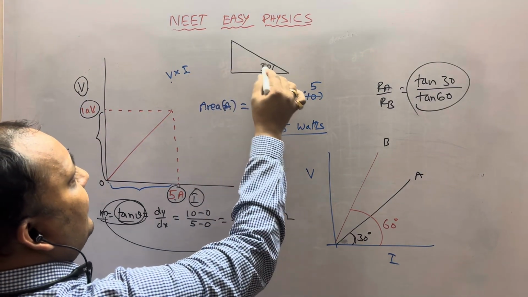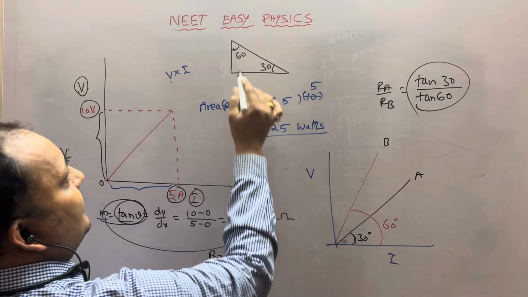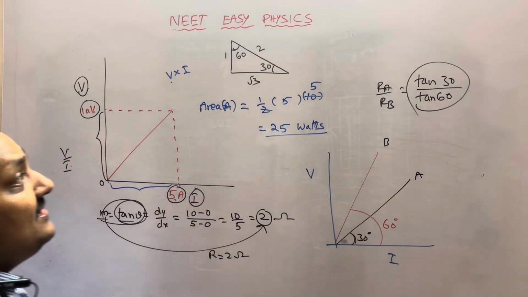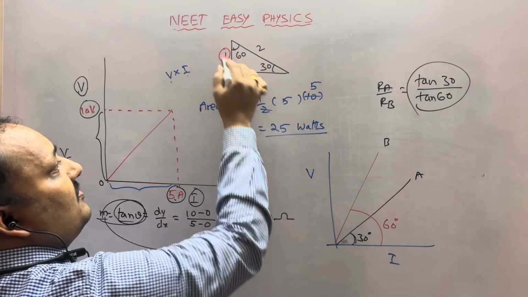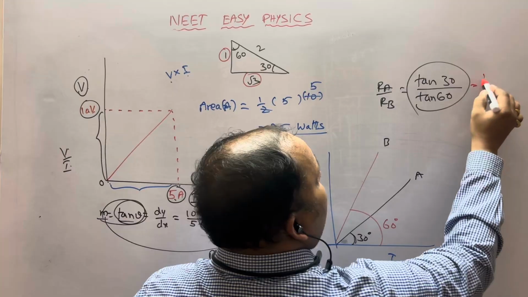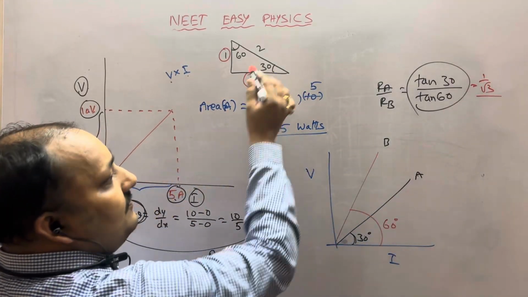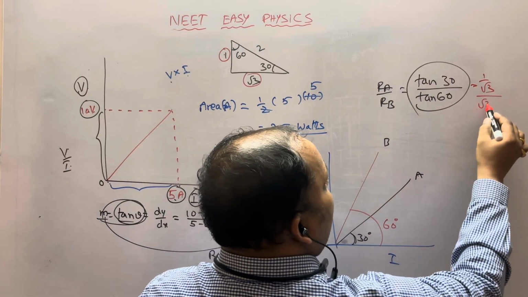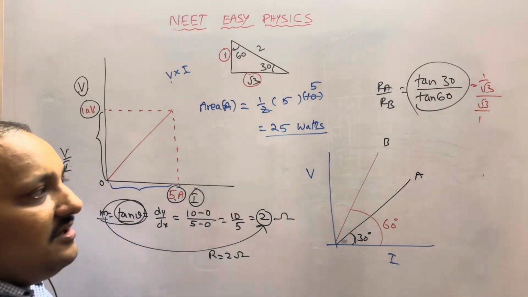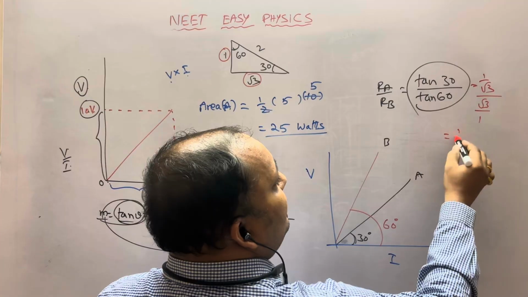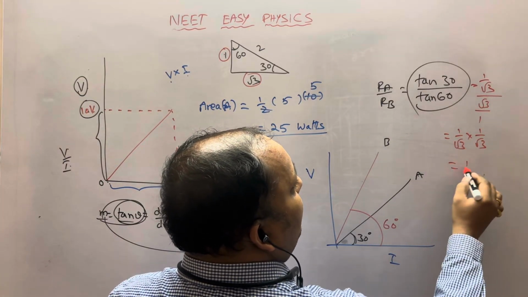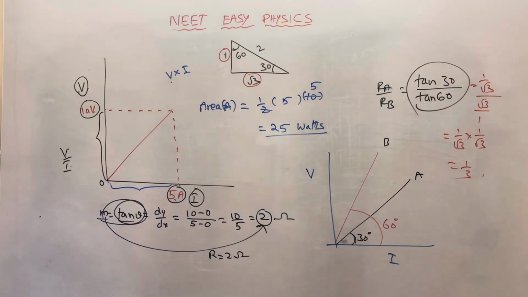So by taking the 30, 60 triangle, this is 1, 2, root 3. What does tan 30 mean? Opposite side by adjacent side. 1 by root 3. So what does tan 60 mean? Opposite side by adjacent, root 3 by 1. So 1 by root 3 divided by root 3 by 1. It is going to be 1 by root 3 into 1 by root 3. Isn't it? So like this we are going to solve.